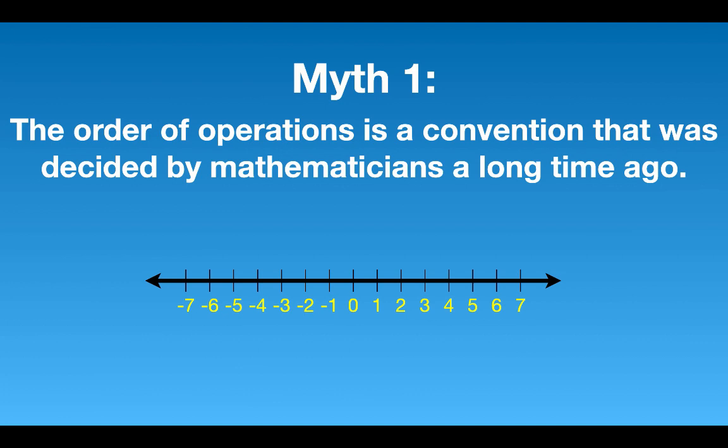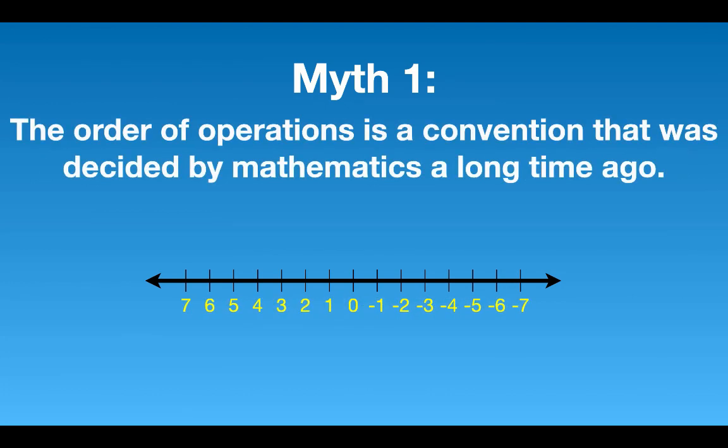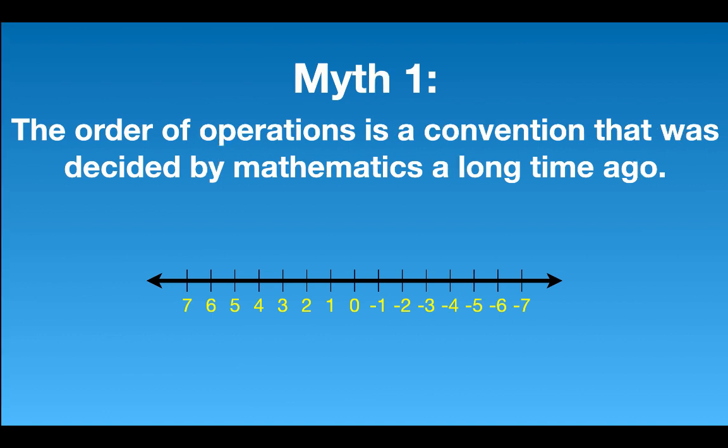The second part of this myth is that the order of operations is a convention. Conventions are ways to represent something that could easily have been decided on differently. For example, on a number line, the positive integers are on the right side, but this could have been decided differently with no consequence to teaching or learning mathematics. And this is how conventions in mathematics work. The order of operations actually does have a mathematical basis.